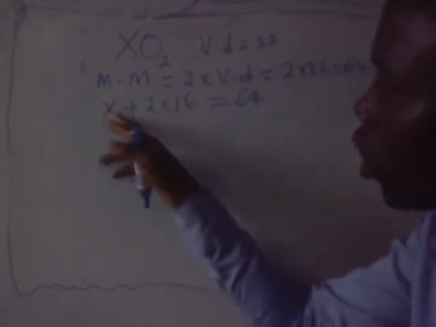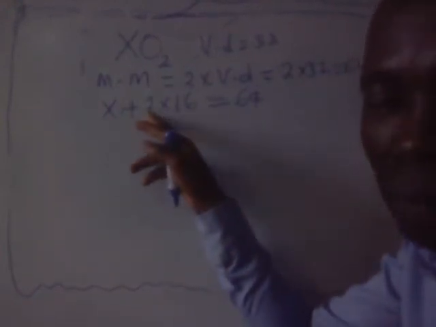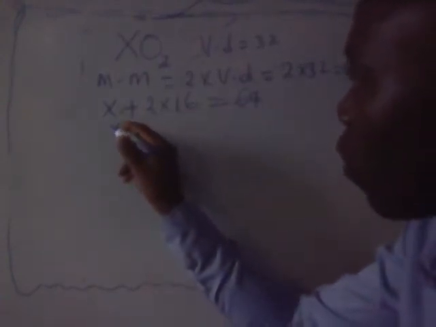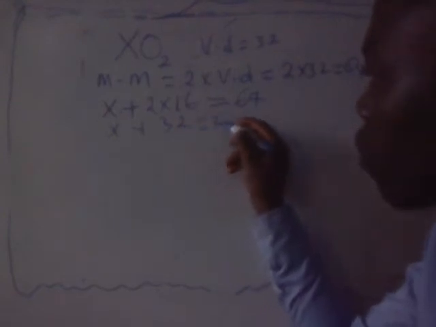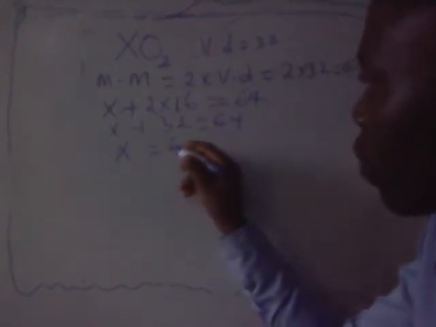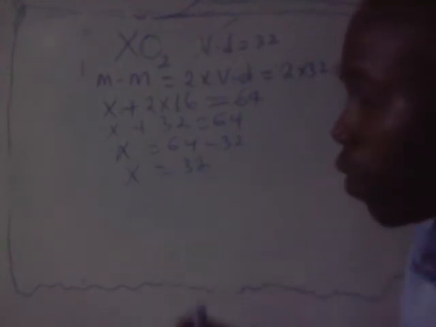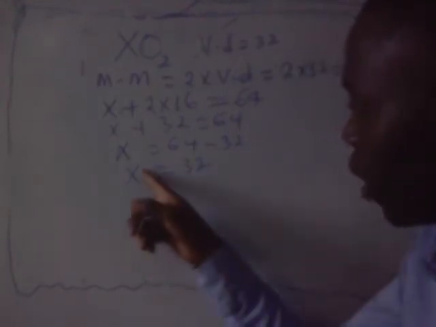So the addition of the atomic masses of the elements inside the compound is equal to the molecular mass or molar mass. So when you solve this, you have X + 32 = 64, so X = 64 - 32. So X equals what? 32. So that means the atomic mass of the element is 32.